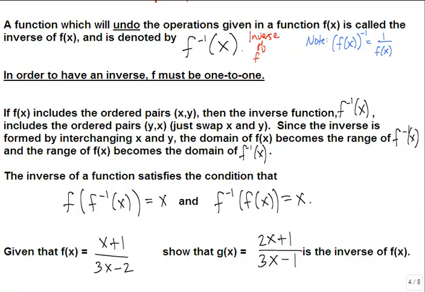Now, because domain is x's and range is y's, we also get to swap the domain and the range. So in other words, the domain of f becomes the range of f inverse, and the range of f becomes the domain of f inverse, because domain is just all your x's, and those become all your y's, and the range is all your y's, so those become all your x's. So domains and ranges get swapped as well.